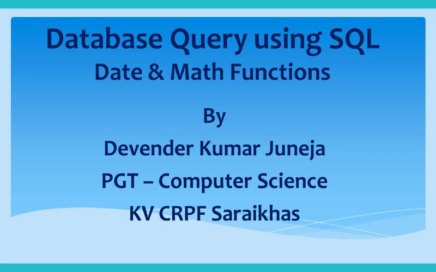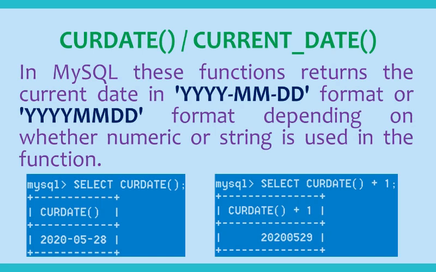In the previous video, we discussed string functions. In this video, we are going to discuss date and math functions. First date function is currDate or current underscore date function. These are two functions basically, currDate and current underscore date.